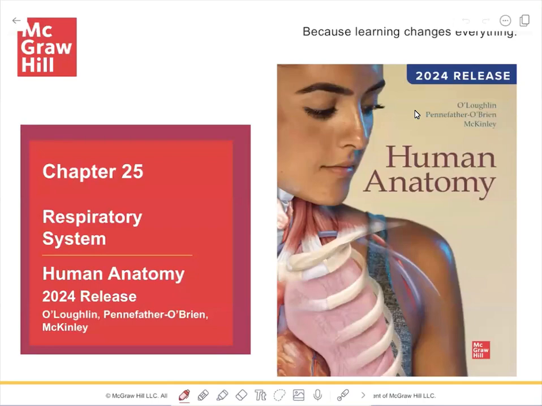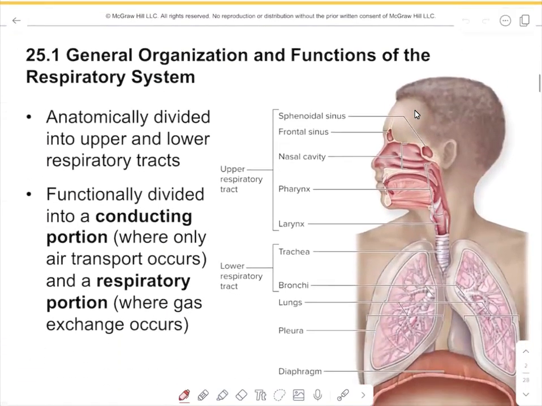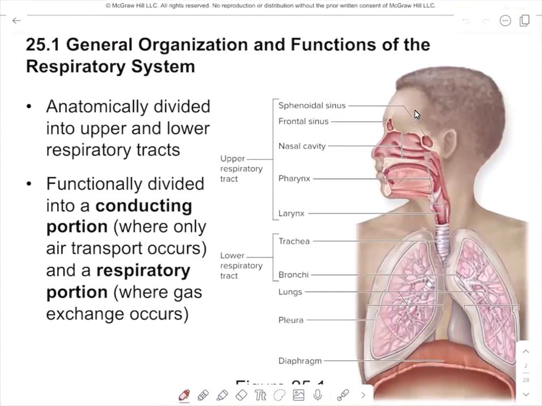This chapter is on the respiratory system. The respiratory system is anatomically divided into two different regions, the upper and the lower respiratory tracts. So when you get an upper respiratory infection, it's going to be in one of these areas.